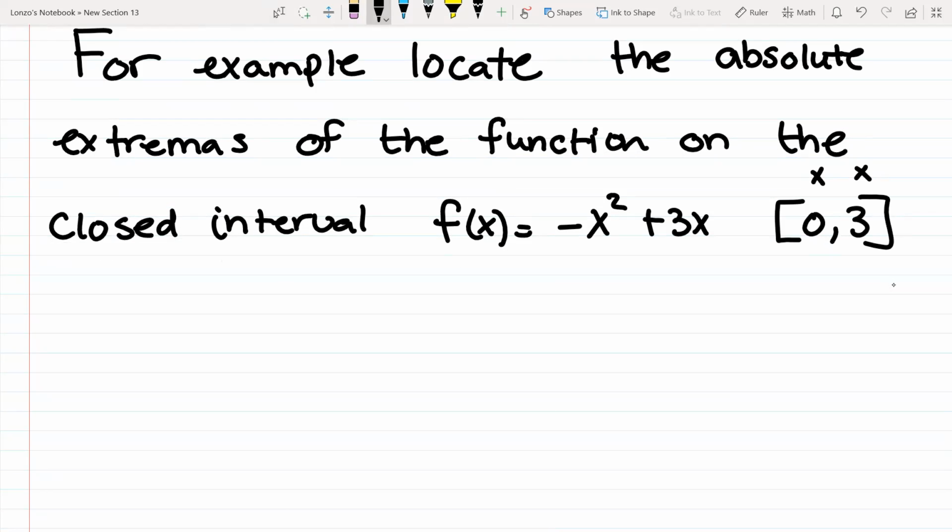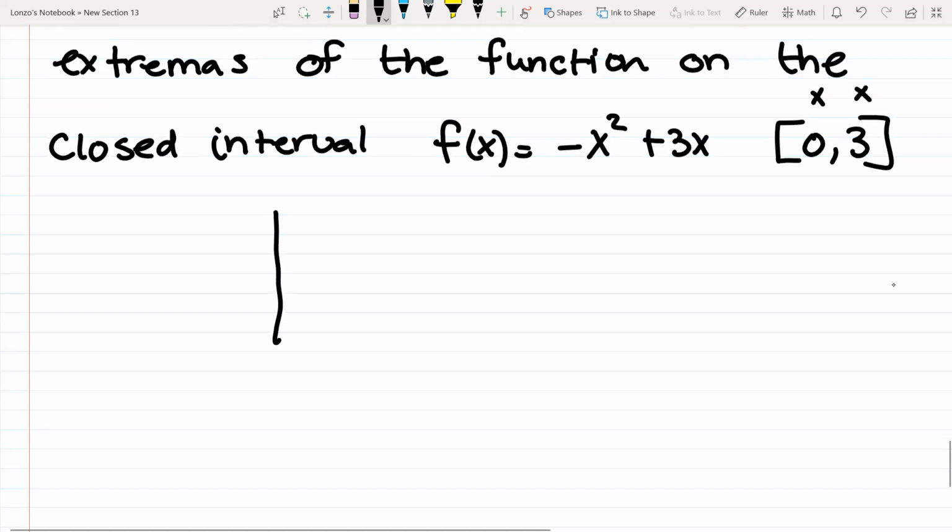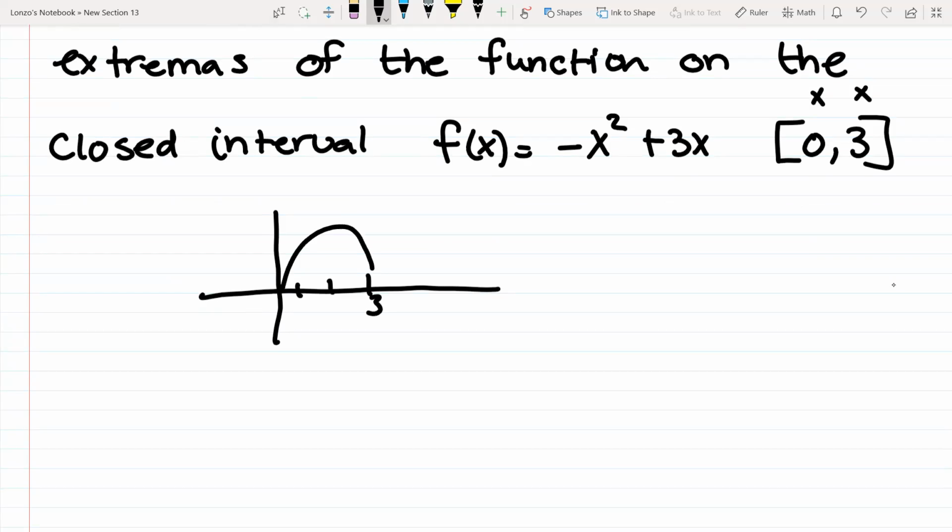If you're curious what that graph looks like, it's a parabola. It would look something like this. We can only go from 0 to 3, so here's 0 to 3, and it would look like this. It's an upside down parabola. So obviously we only have an absolute max, not an absolute min. Sometimes you'll have both. But we do have an absolute max.